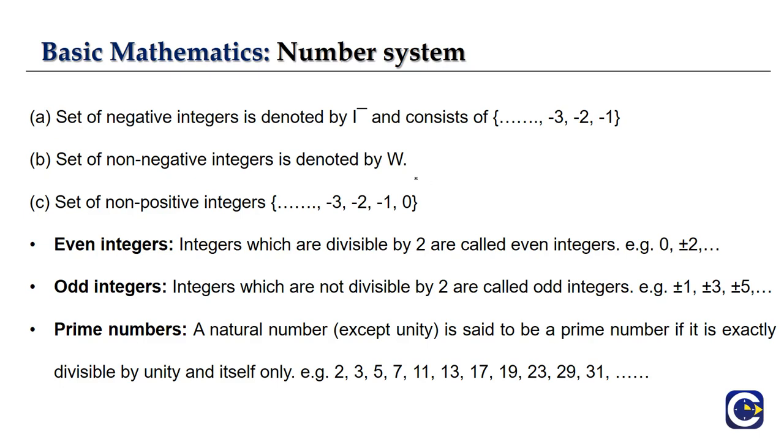Non-negative numbers are nothing but our whole numbers, denoted by W. And the set of non-positive numbers is I dash plus 0, because non-positive means 0 is neither positive nor negative, so 0 will be included here, right? So this is all about our integers.